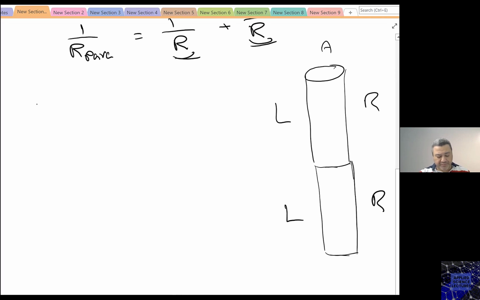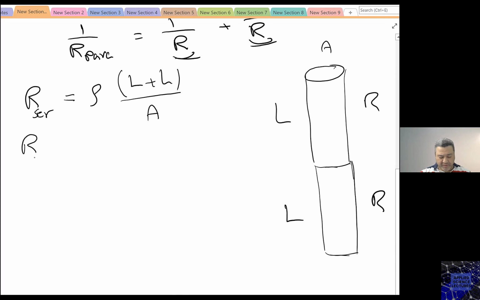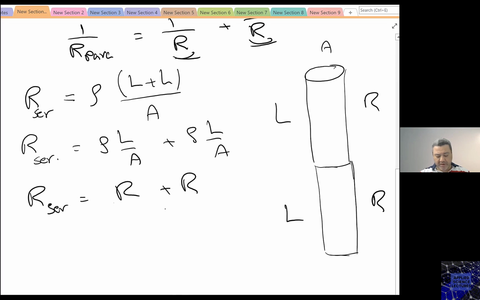So here I have R series equals rho times L plus L divided by A. So this is the total resistance. So here I have R series equals rho L over A plus rho L over A, which means that R series equals R plus R. What does this mean?